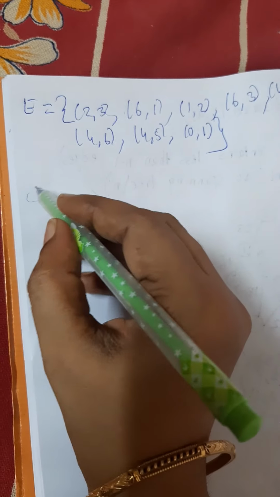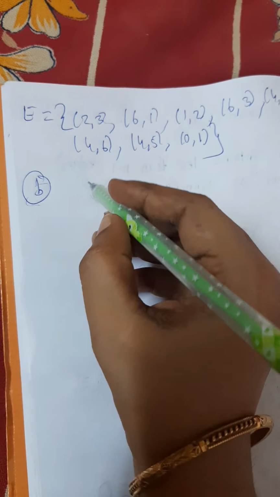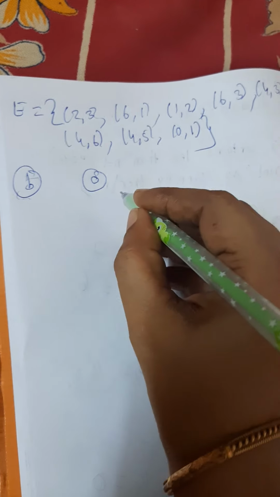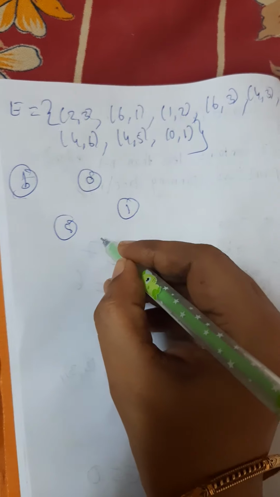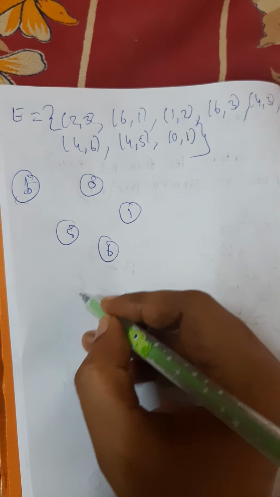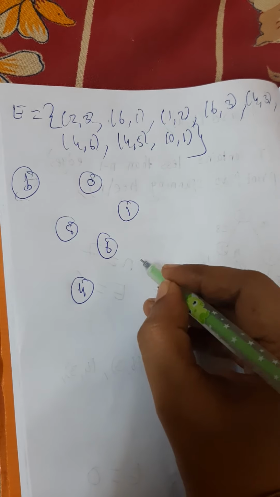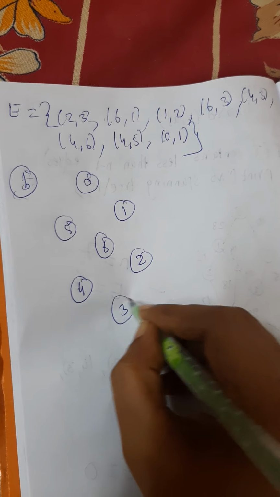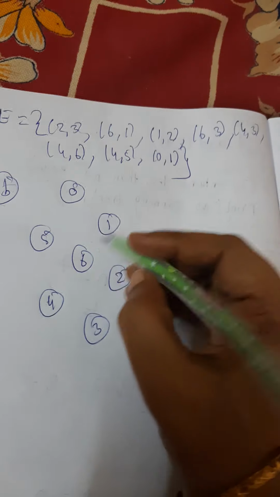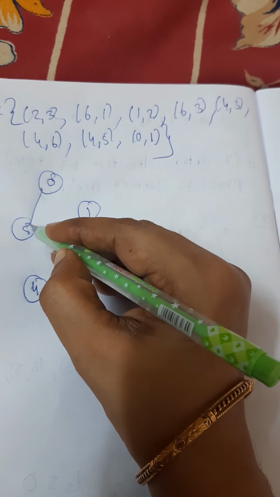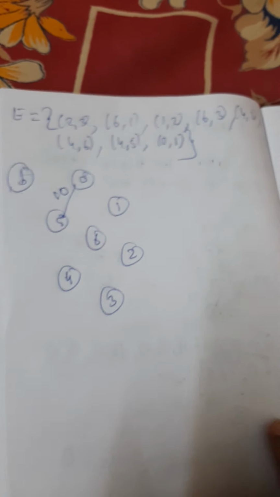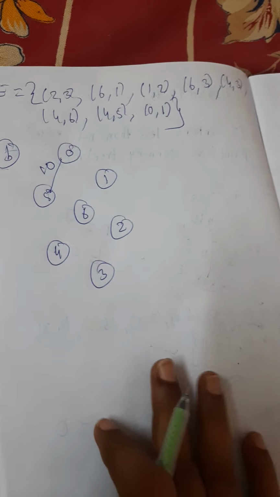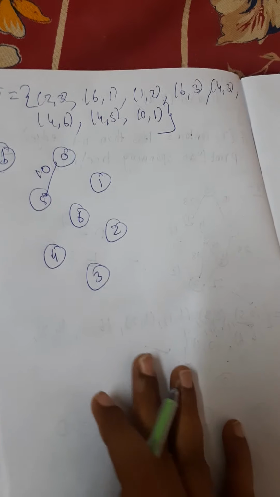So I will take figure B now, with vertices 0, 1, 5, 6, 4, 2, 3. Now what is the edge I have considered here? 0 5, and the cost of that is 10. Is it forming a cycle? No, it is not forming a cycle. Now I will go to the next step.